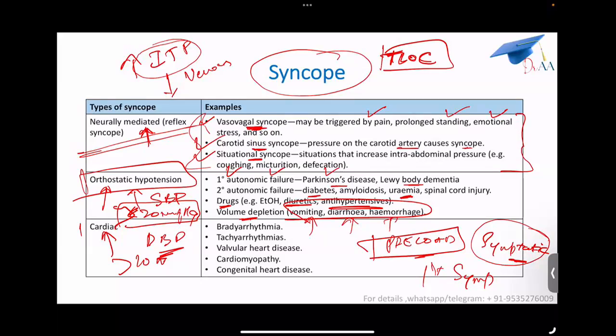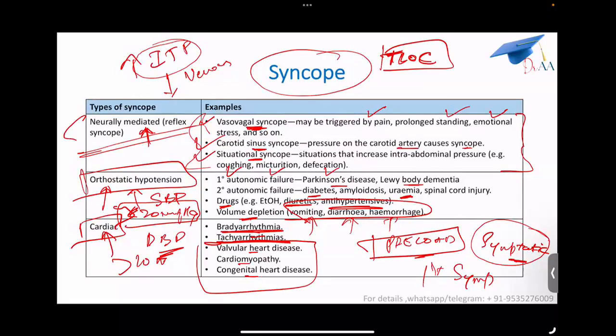Okay. Next comes cardiac. Cardiac, it might be because of arrhythmias, valvular heart diseases, congenital conditions or cardiomyopathies. These three things we'll be discussing in coming slides in the cardiology chapter. Bradyarrhythmias and tachyarrhythmias, ECGs we have seen in our ECG class, but how to restate or how to manage them we'll be talking about in the resuscitation chapter.